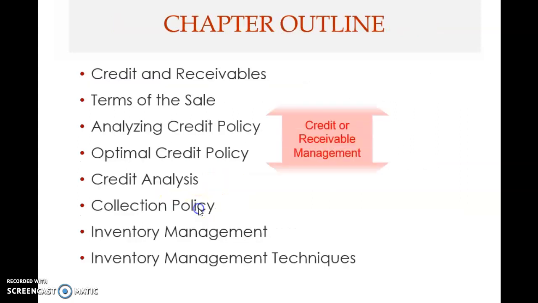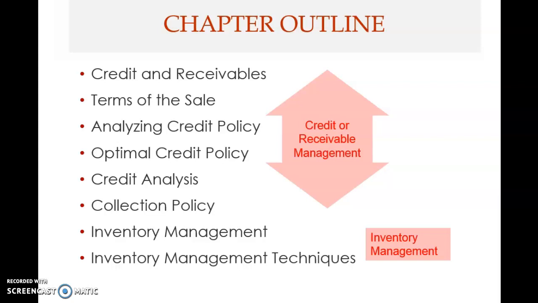I'm going to look at the overview of this chapter. This chapter can be divided into two parts. The first part is about credit or receivable management. We can use both terms, credit or receivable management, because credit will result in the company having receivables. So how we manage credit and how we manage receivables will be the first 6 topics. The first 6 topics here are about credit or receivable management, and the last 2 are about inventory management.